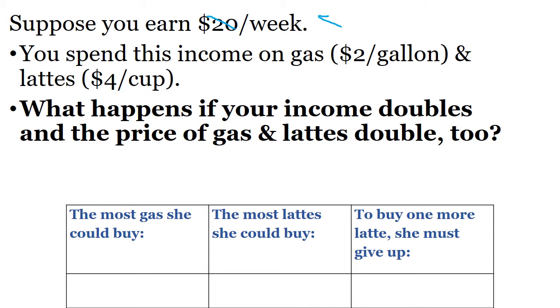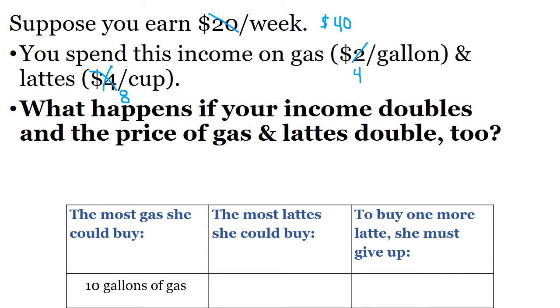So you're going to now earn, let's make that a little bit neater. There we go. You're going to now earn $40 per week. That doubled. Gas now costs $4 a gallon. And lattes now cost $8 a cup. All right, so the most gas you could buy. So if all you're doing is buying gas that week, what is the maximum amount you can get? 10 gallons, because we had the $40, the earnings, divided by $4, the price of gas.